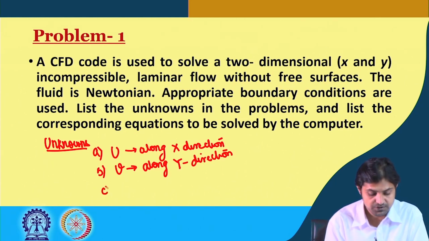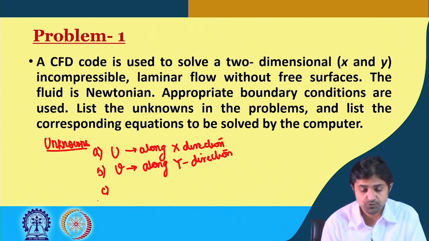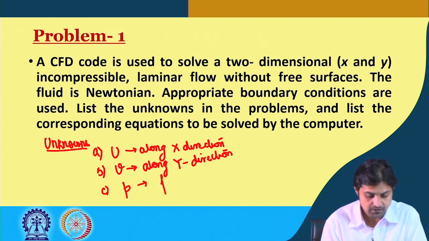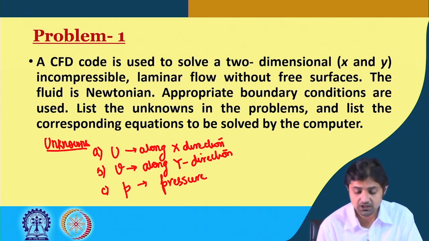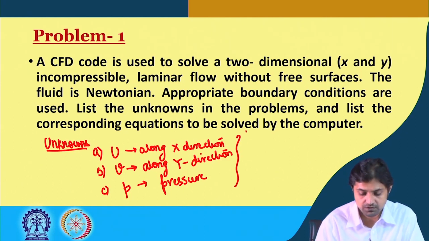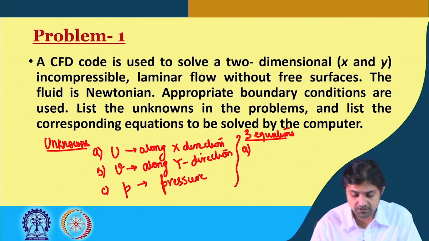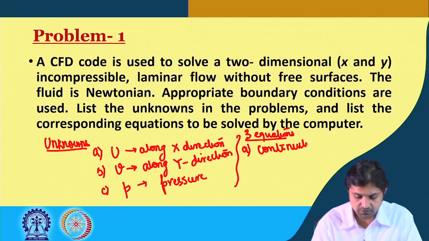The third one is going to be, since there is no third dimension, there is not going to be a w velocity, but there definitely will be p, that is pressure. And how are we going to solve these, which equations are we going to solve for u, v and p? See, there are three unknowns, so we must have three equations. The first equation is the very common conservation equation, which is the continuity equation.